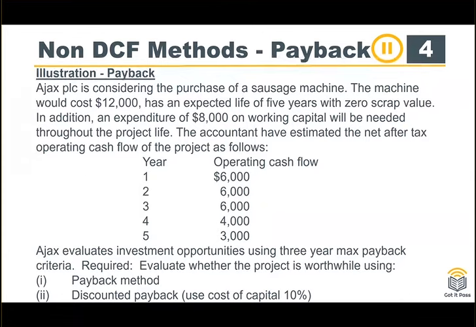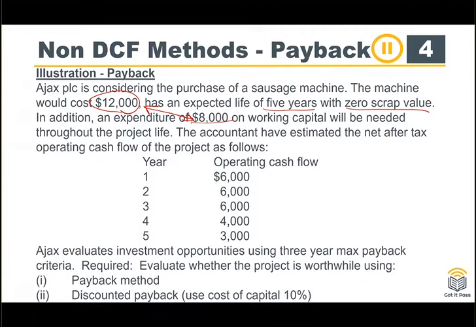For these questions, Ajax is a company concerned to purchase a sausage machine. The machine costs $12,000, with a 5 year expected life and 0 scrap value. An expenditure of $8,000 on working capital will be needed throughout the project life. So altogether, 12,000 plus 8,000 is the initial cost or initial investment.